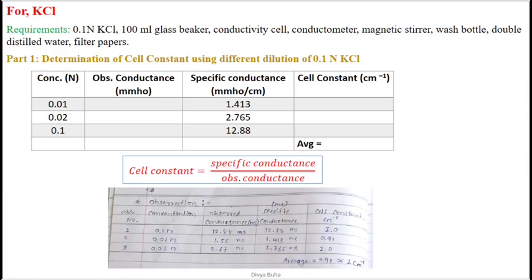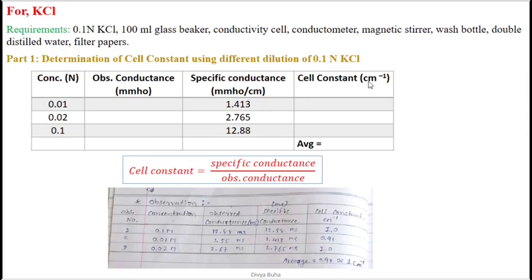Now what you have to do is take these three solutions of KCl one by one and put the conductivity cell into each solution. Whatever reading you get on the conductivity meter, you note down, and that is considered the observed conductance. Then with the help of these two values, you find out the cell constant.